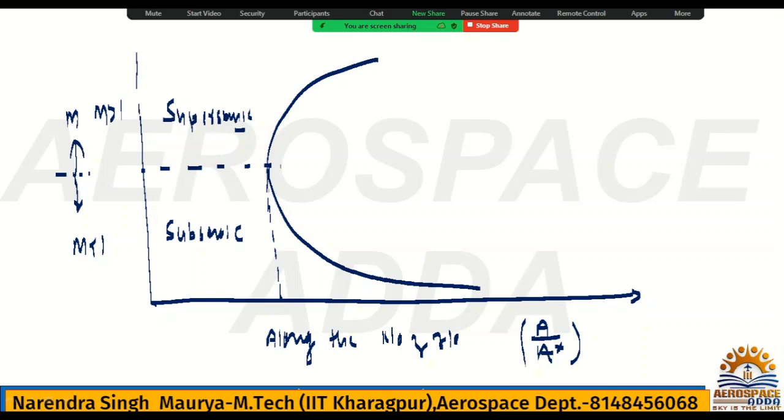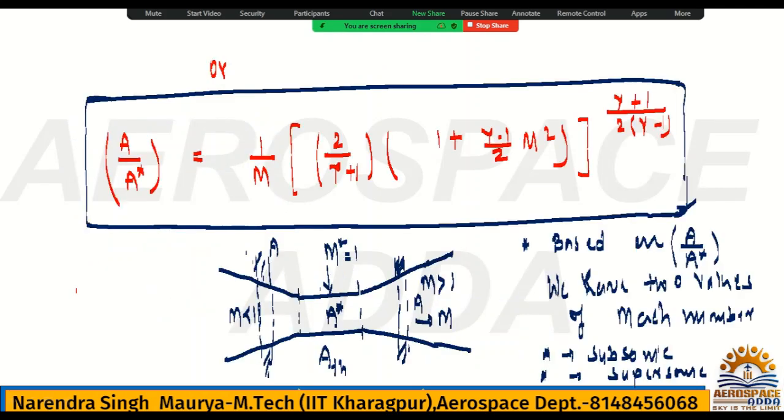At this point the M is equal to 1, hence A by A star will be 1. You can check here: if you keep M equal to 1, then it will be 2 plus gamma minus 1, which is nothing but gamma plus 1 by 2. So inside the bracket gamma plus 1 by 2, outside the bracket 2 upon gamma plus 1, they cancel out, and whatever the power, 1 to any power will be 1 only. So A by A star will be 1.